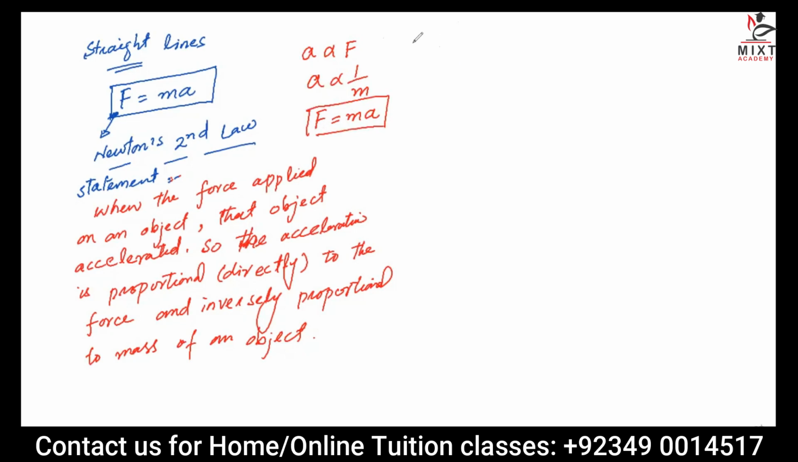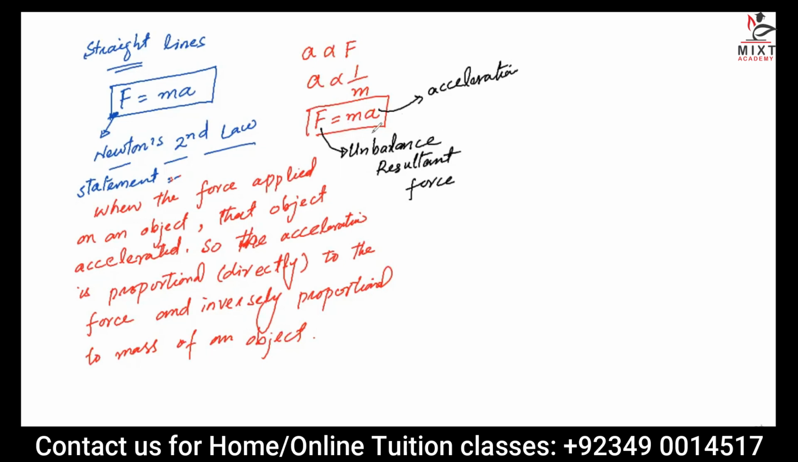Remember that in this formula, this force is the unbalanced resultant force. Why is this force the unbalanced resultant force? Because the acceleration is there. The object is accelerated, so that's why this force is the unbalanced resultant force.